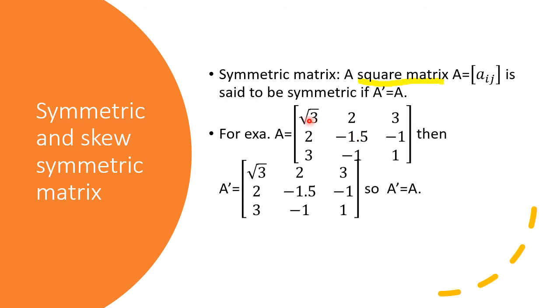Students, you can observe in the symmetric matrix here the diagonal elements may differ, but the other elements are the same as their corresponding elements, like 2, 2, 3, 3, minus 1 and 1. Okay, so the other elements are the same. So this is called the symmetric matrix.